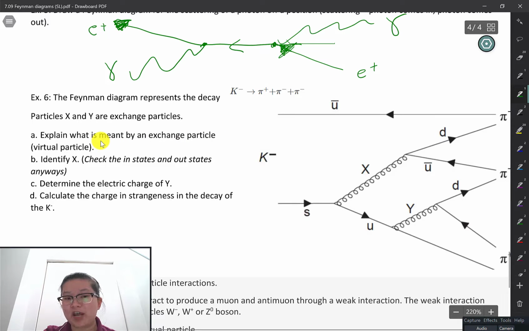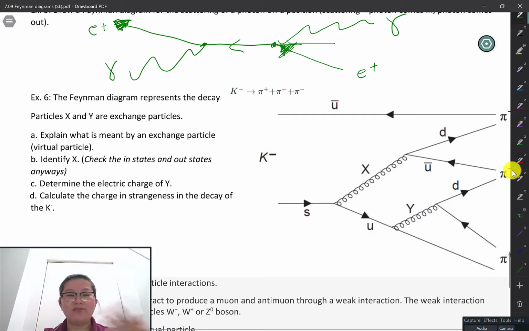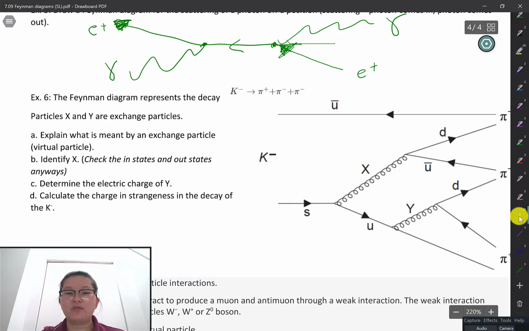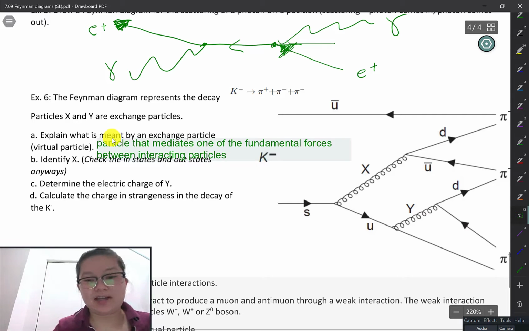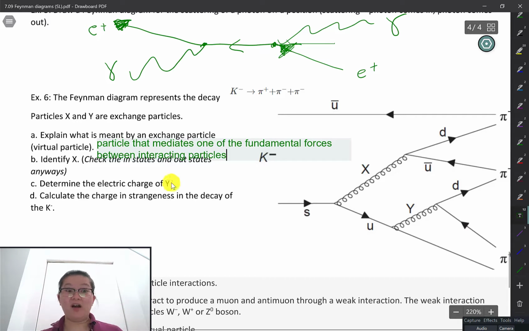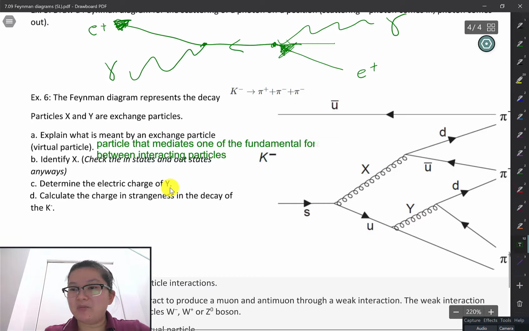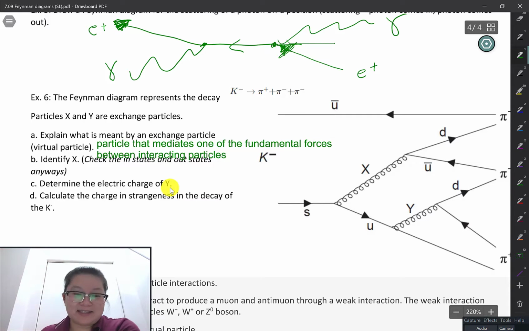Explain what is meant by an exchange particle. Sometimes an IB question might call it a virtual particle, and that's just a way for us to model the fundamental forces using a particle as a mediator. It's a particle that mediates one of the fundamental forces between interacting particles. Particles, all about particles.